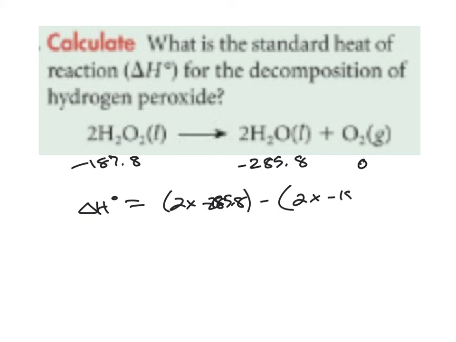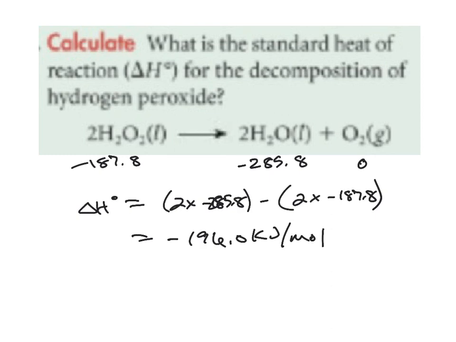negative 187.8, so you have to multiply by 2. 2 times 285.8 minus 2 times 187.8, so negative 196.0 kilojoules if you did that math on your calculator.